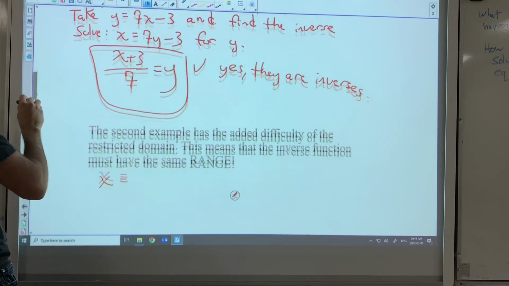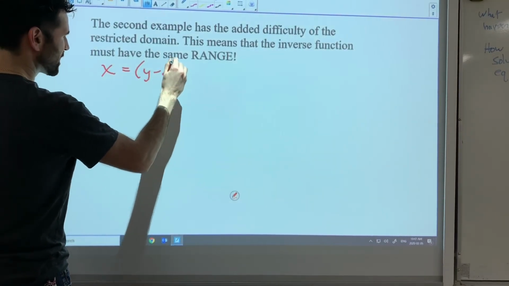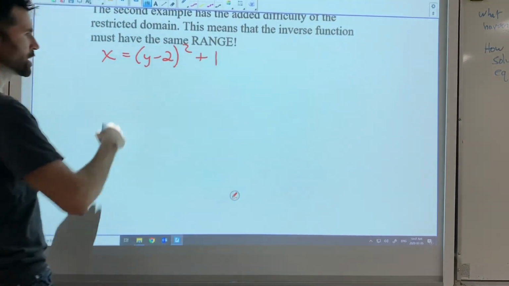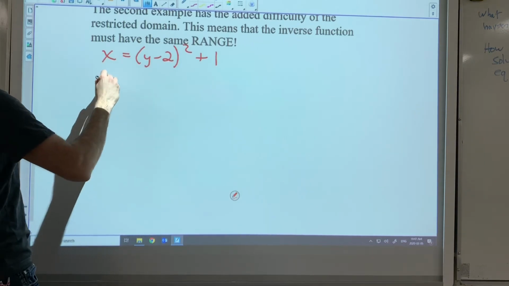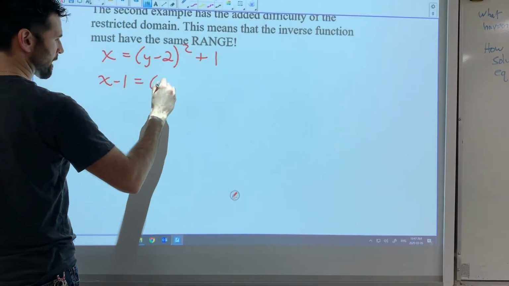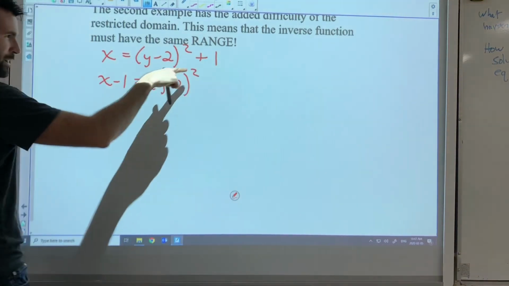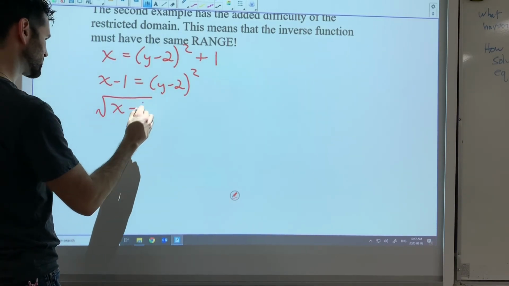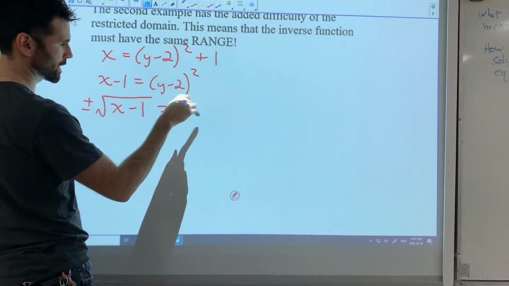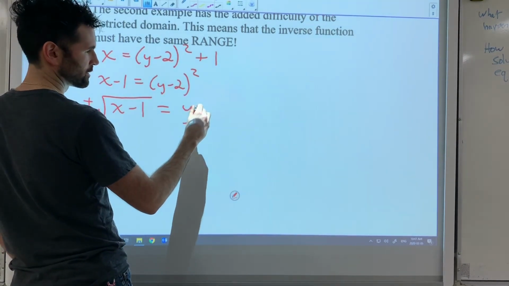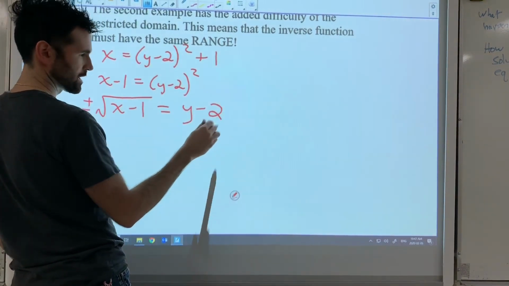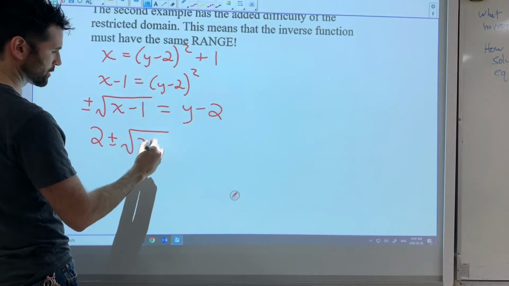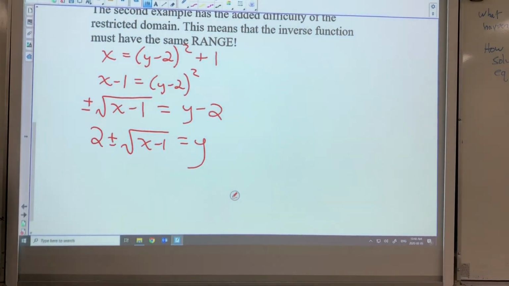So I'm going to switch x and y. Now solve it for y. Okay, so subtract 1 from both sides. Now, how do I get rid of the squared? Square root both sides. Do I need to have the plus or minus? Yes. So plus or minus equals, what do I have on the right hand side? y minus 2. Yeah. And then just add 2 to both sides, so you get 2 plus or minus this. Now this would be the entire inverse.